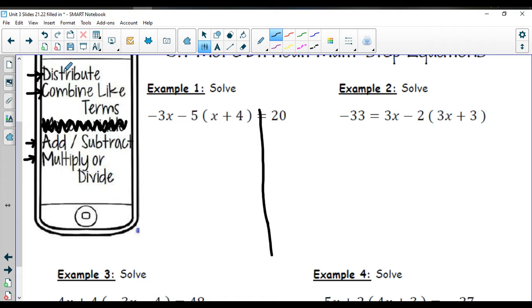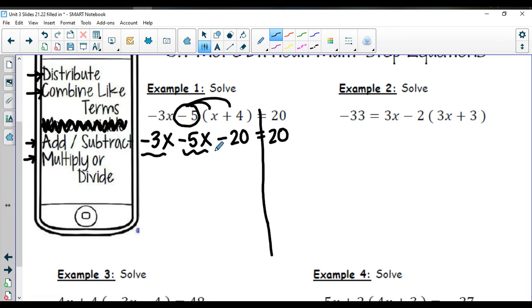My first step is to distribute, so I'm going to be distributing here with this 5, and be careful because it is a negative 5 that we're actually distributing. Out front, this negative 3x is just going to come down. Negative 5 times x is negative 5x, and negative 5 times 4 is a negative 20, which equals 20 then. Distribute, check, combine like terms. So I have negative 3x and negative 5x. Together they give me negative 8x, minus my constant 20, which is just equal to 20.